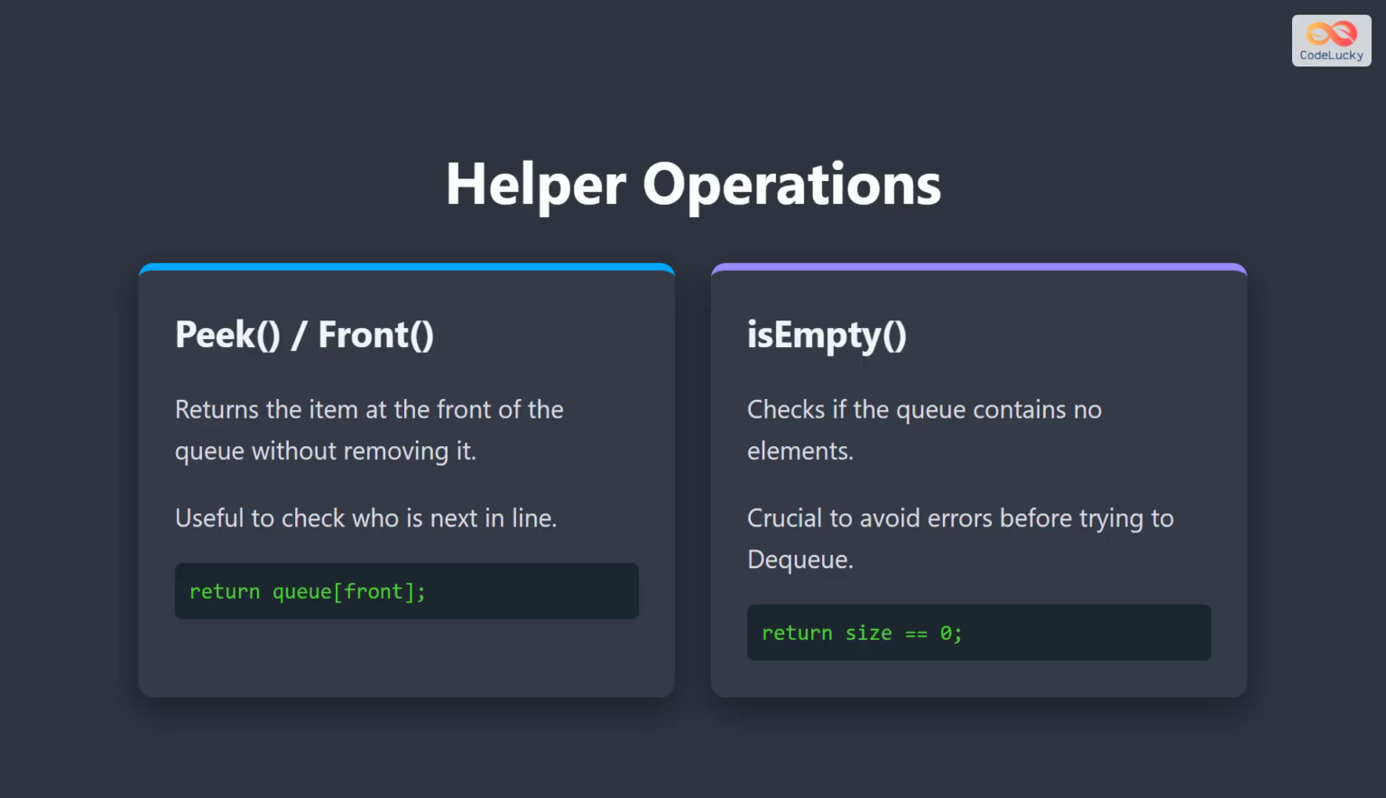There are a couple of helper operations you should know. First is peek, sometimes called front. This lets you see what is at the front of the line without removing it. Second is empty, which is a simple check to see if the queue has no elements. This is very useful to prevent errors.